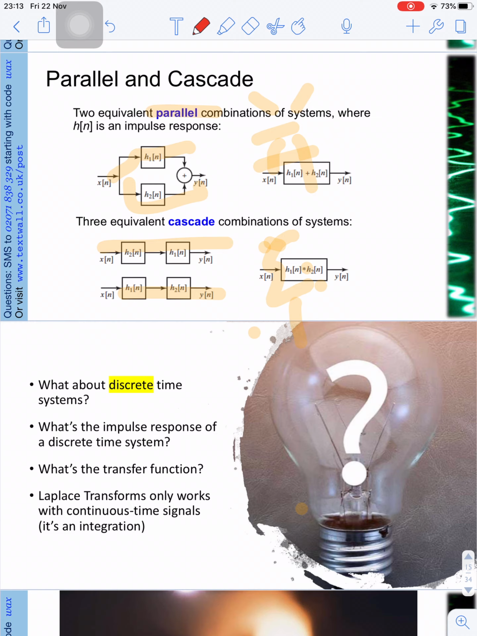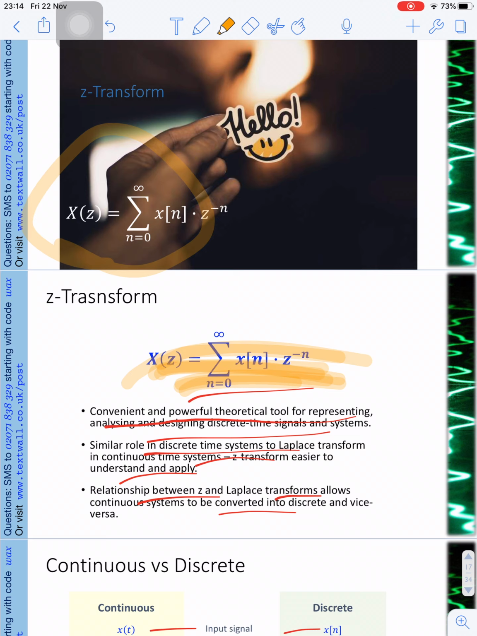Okay, additionally, we are going to learn the corresponding transform in discrete time, which is called the Z transform, and which is calculated with this formula, which is summation from 0 to infinity, just like the integral from 0 to infinity, of x[n] times z to the power of minus n. It's a convenient and powerful theoretical tool for representing and analyzing discrete time signal systems.